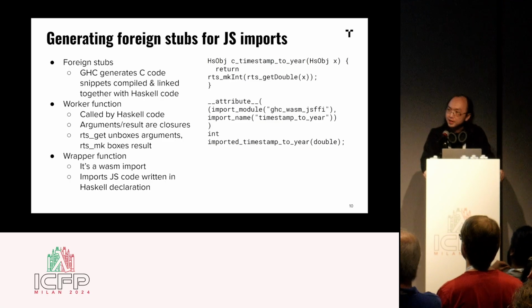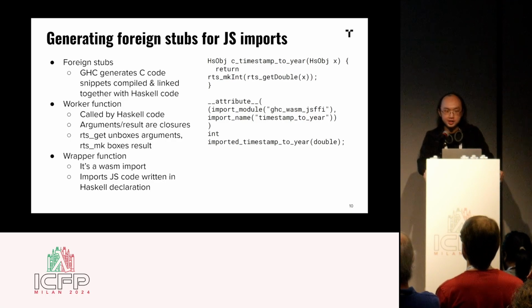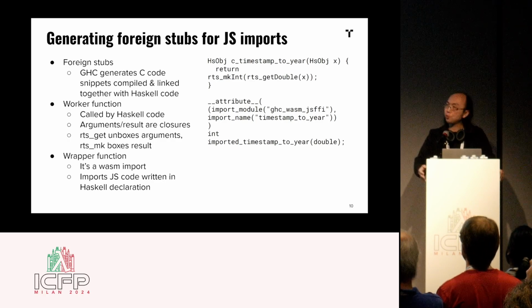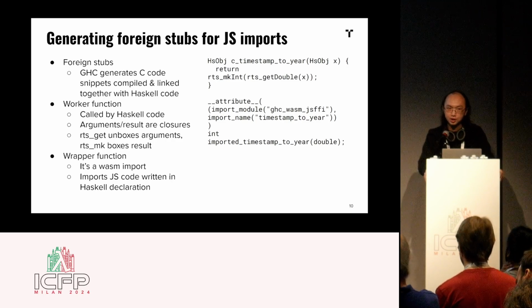So the basic idea is that we need to generate foreign stubs. What are foreign stubs in GHC anyway? The idea is that when you are desugaring Haskell declarations, the GHC driver can additionally emit small snippets of C code that are compiled and linked together with the Haskell code. It is used in a lot of places, like if you are using cost center profiling, a CAPI declaration or Haskell program coverage, then the different kinds of foreign stubs will be generated and linked together. And so we are generating some stub C code that is used to support the JavaScript FFI.